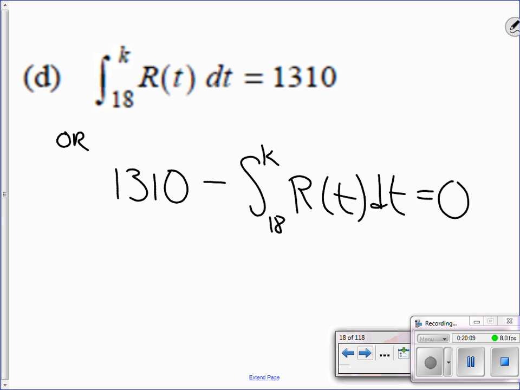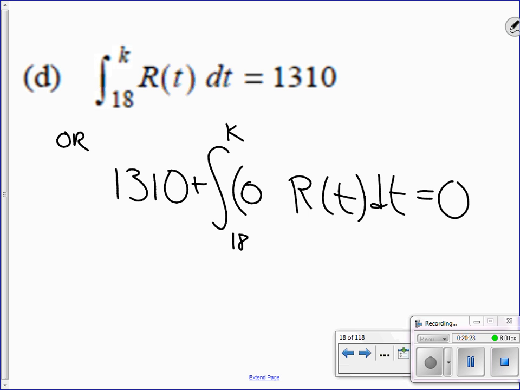Yeah, because you know what would make it easy for you to see? If I put in for rate in 0, then you would see the negative. Let me do that. So it would be plus the integral from 18, that's our starting time, to k of rate in minus rate out. So the rate in now is 0. They changed it to 0.